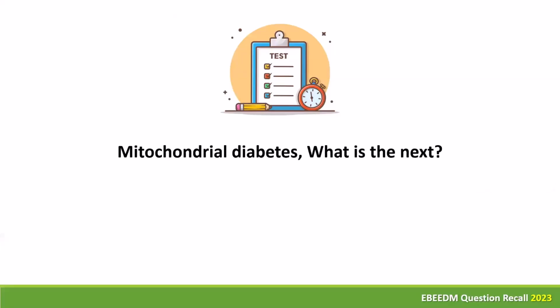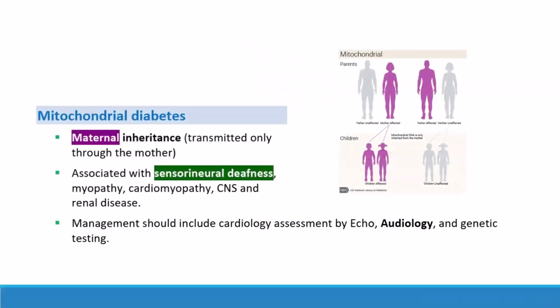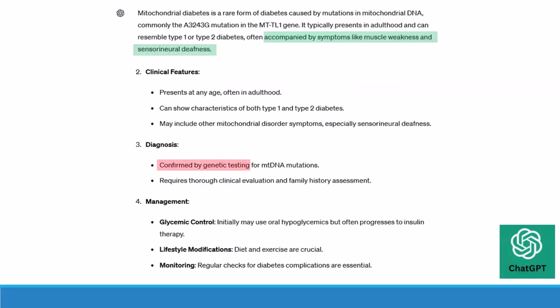If we suspect mitochondrial diabetes, the most important diagnostic tool is genetic testing. If they ask about the best step for diagnosis, of course, it is genetic testing. It is inherited by maternal inheritance. There is usually sensorineural deafness. Audiology and cardiology assessment by echo is very, very important and very repeated.